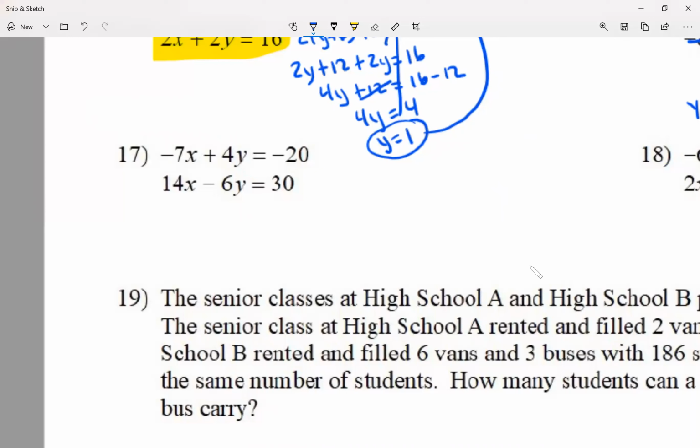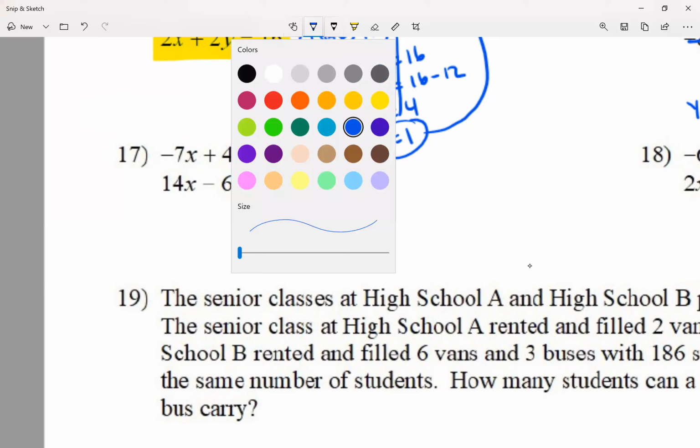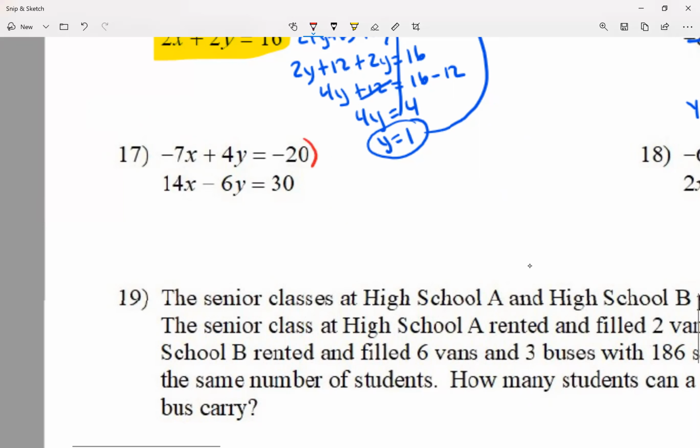If I want to cancel the y's, I can make them into 12s, right? Multiply the first one by 3 and the second one by 2. I'm going to cancel one of my letters. It doesn't matter which one. What I'm going to do, let me multiply everything on the first one by 2. So let me rewrite this.